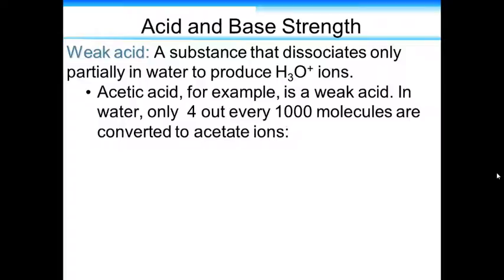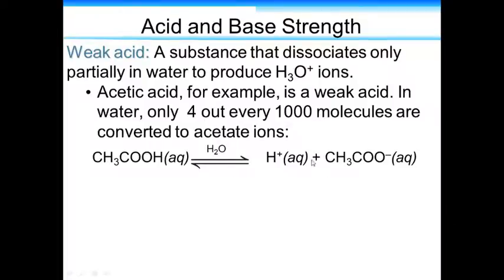But with acetic acid, only 4 out of 1,000 molecules will separate and form the hydronium ion, or in this case I have the abbreviated proton. The majority of the molecules will remain with the proton attached. So only very few dissociate to further form the hydronium ion. We use a double arrow frequently to indicate there's still a fair amount of reactants. Maybe a little bit separates, but most of it is in this form.